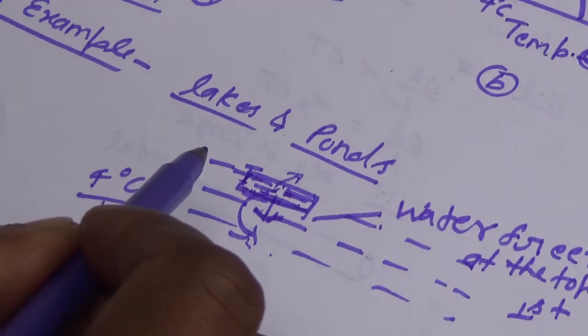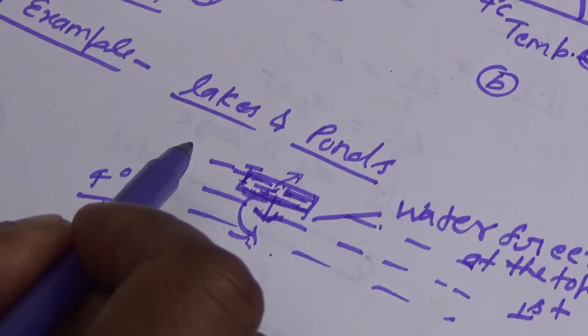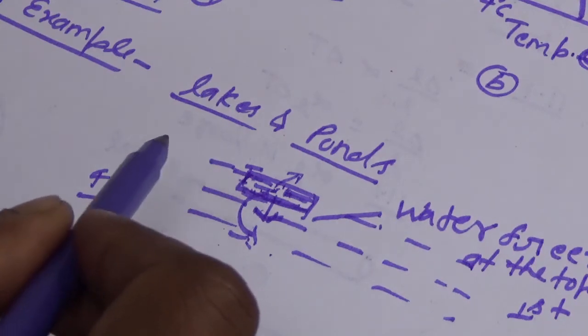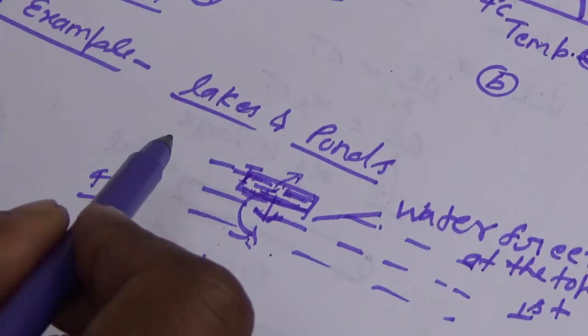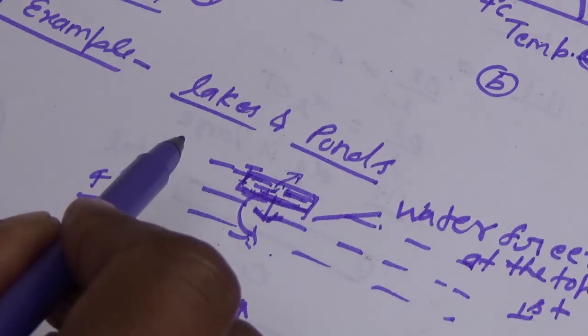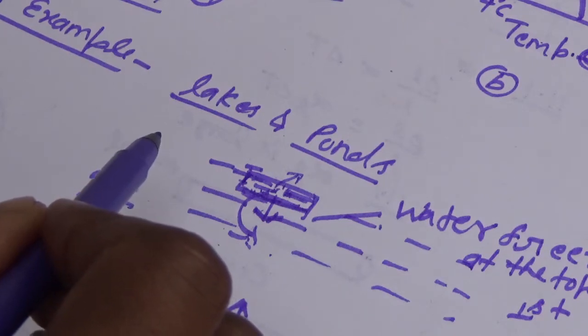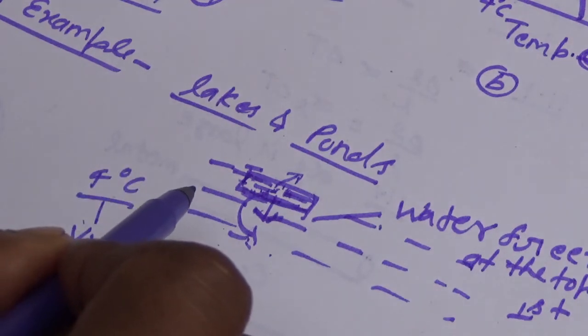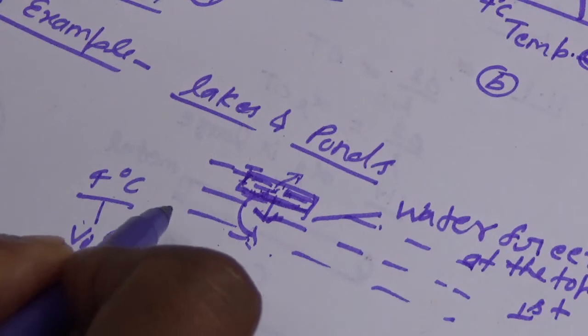However, once the colder water on the top reaches a temperature below 4 degrees Celsius, it becomes less dense and remains at the surface, where it freezes. If water did not have this property, lakes and ponds would freeze from bottom to top, which would destroy much of their animal and plant life.